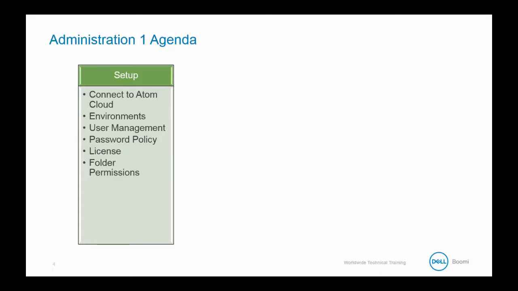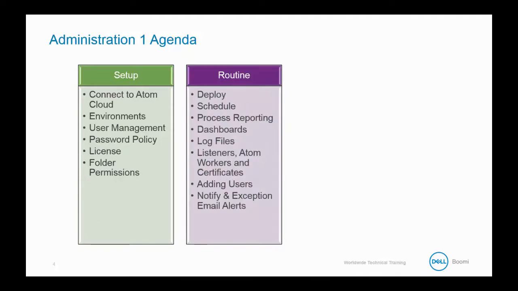Our class will then next move into the routine tasks that a production administrator performs. We begin by concentrating on the Deploy tab, moving to Scheduling Processes, examining both process reporting and the account and HTTP dashboards. We will look at the log files and discuss listeners, atom workers, and certificates. We will also add a new user, illustrating how the tasks in the setup section are applied to a new user. And finally, this section will end with the notify and the exception email alerts.